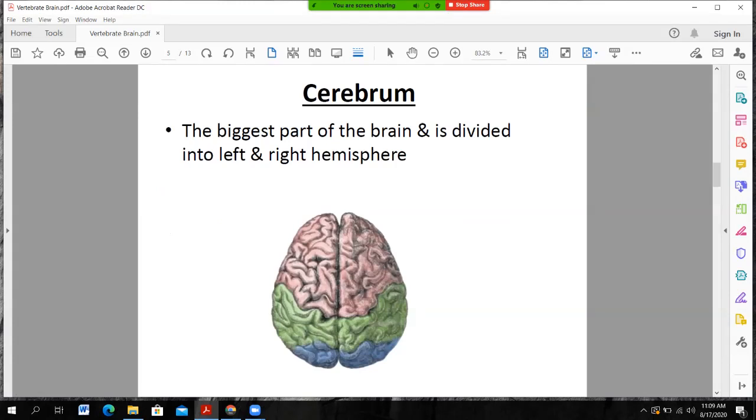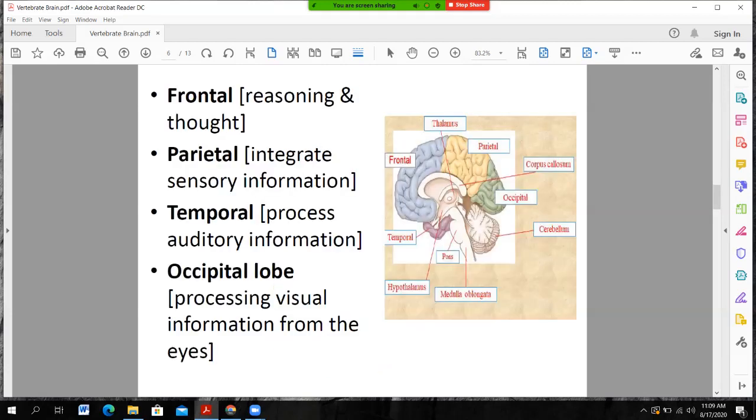So the first one is the cerebrum. You know the cerebrum is the biggest part of the brain, and it is divided into two portions, the left and right hemispheres. And if you look at the top of the brain, the structure which can be seen is the cerebrum. So this is the top portion. This is called the cerebrum of the brain.